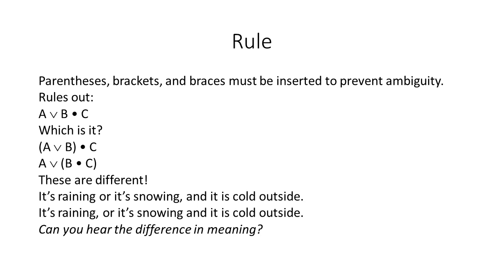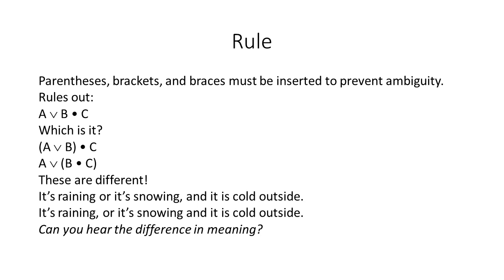Another way to convince you that these are different is to think about what would have to be the case for each of them to be true. If they were true in different circumstances, they don't mean the same. So for our first one, consider: it's raining or it's snowing, and it's cold outside. What would the world have to be like for that to be the case? Well, for one thing, it would have to be cold outside. But it could either be raining or snowing for that to be true. If it's raining and it's cold outside, it's true. If it's snowing and it's cold outside, it's true.